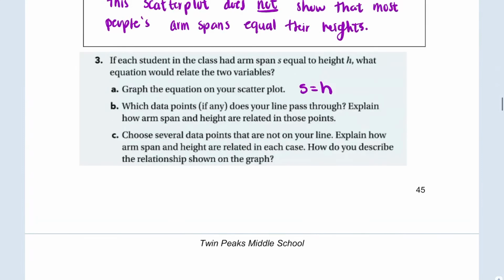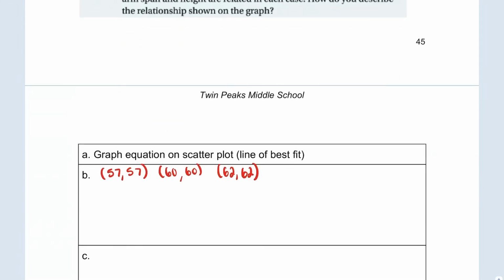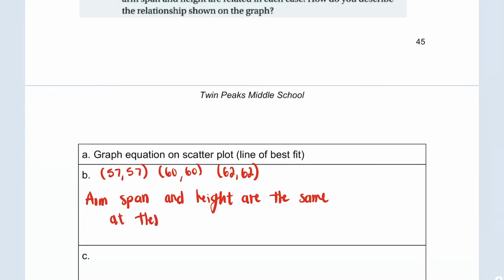Okay, and then the question also says, explain how arm span and height are related in those points. Well, arm span and height are the same at all of these points. That's what it means. Okay, all right.